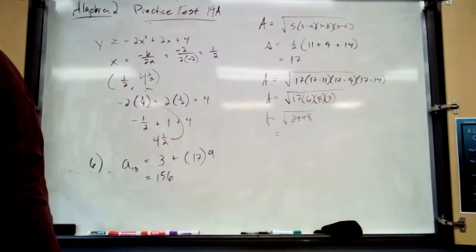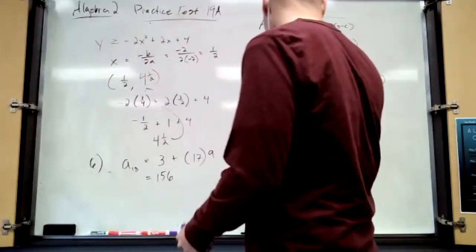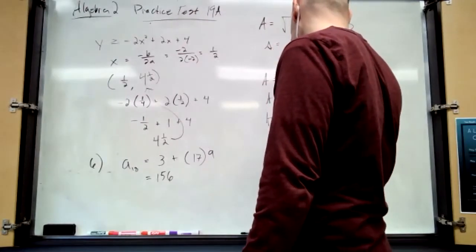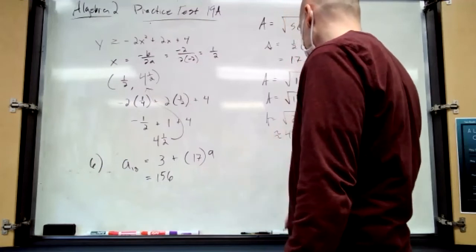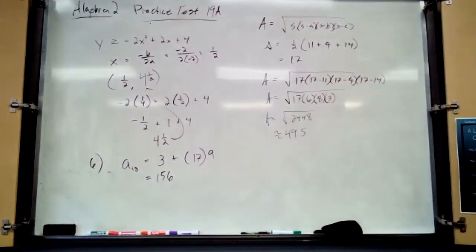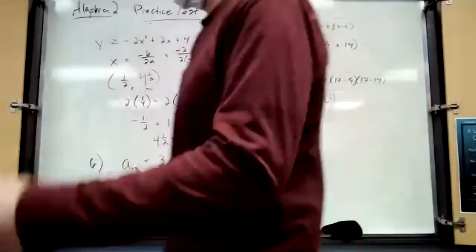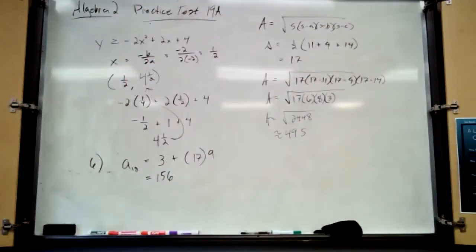49.5. So let's say we round it to the nearest tenth. Yep, so 49.5-ish. It's like 49.47. So we're rounding it to the nearest tenth. Don't forget to round it to the right place. All right. Okay, cool. That was the area using Heron's formula, I think is how you pronounce it.